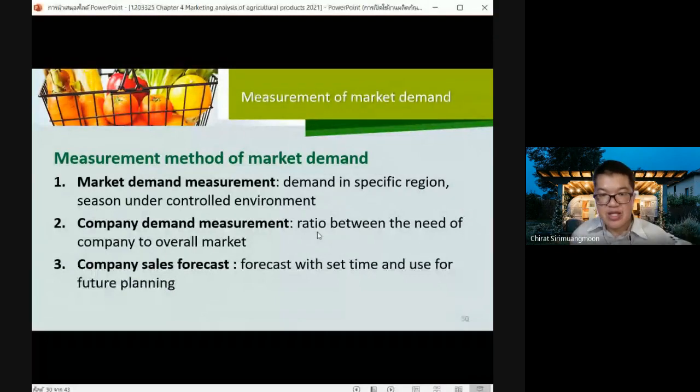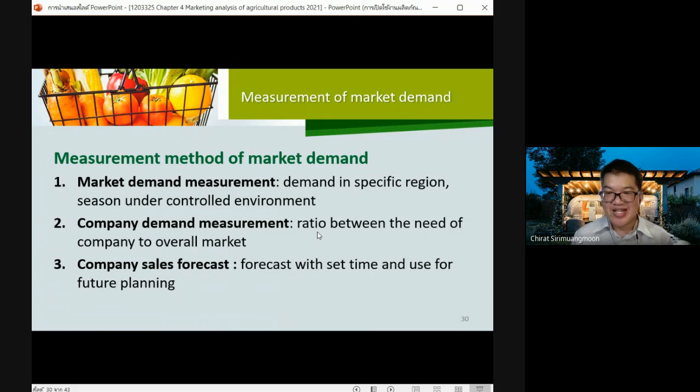Okay, and then the methods of measuring market demand again. We have some methods to use for measuring market demand. First one, market demand measurement. In this case, you can measure market demand directly based on the demand in a specific region. Like you set by yourself, you're going to measure the market demand in the northern part of Thailand for healthy food, this way.